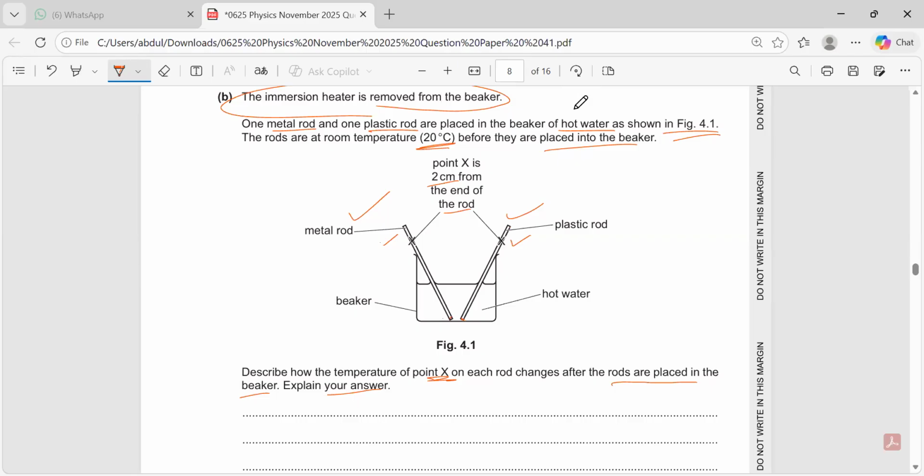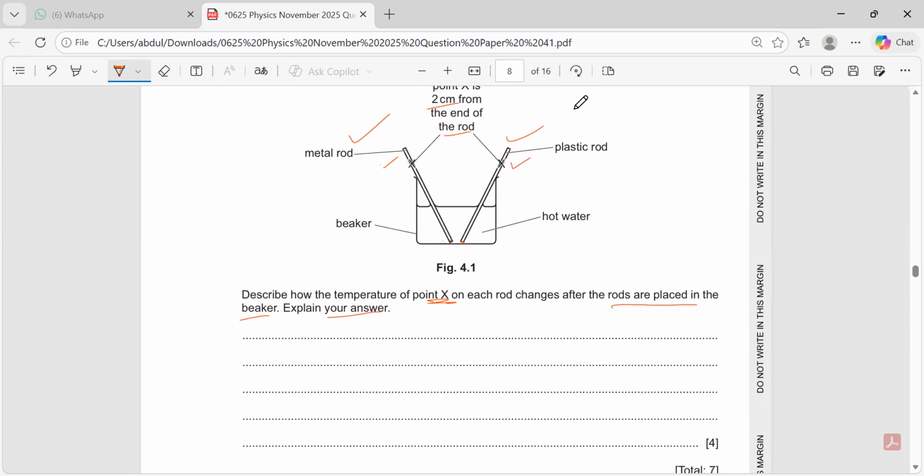So let's start writing the answer. And if anybody of you is having a problem when I'm writing the answer, read it. Otherwise, you can ask me, I can re-explain it. First of all, the very important thing is that the heat will be transferred by conduction. Thermal energy is transferred by conduction.